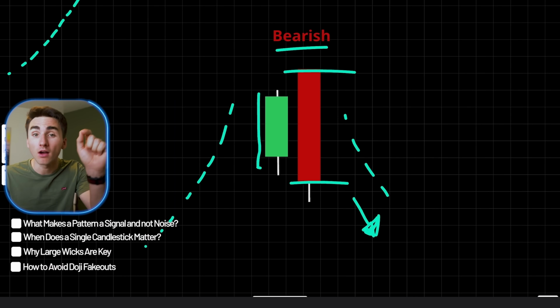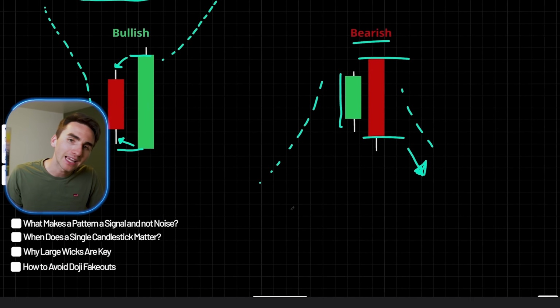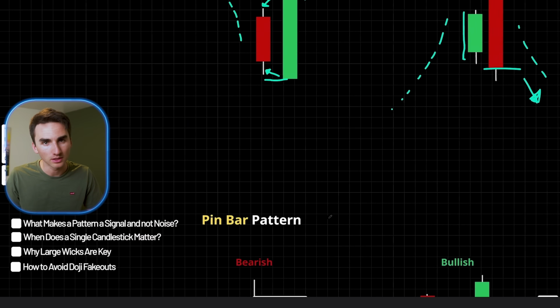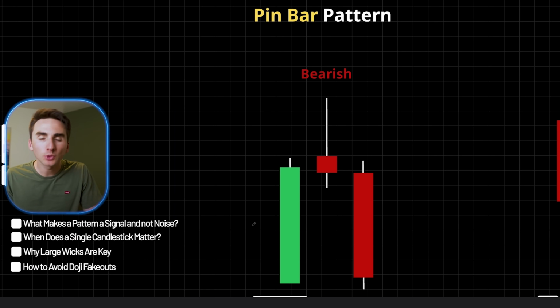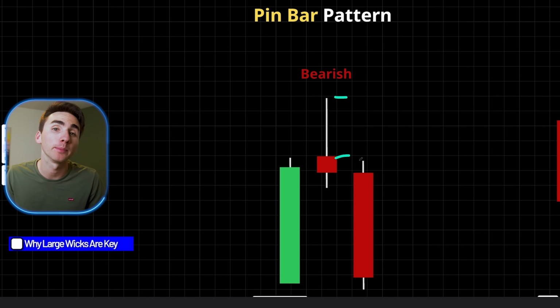And this is a great confirmation for an entry, just like the trades I showed earlier. But again, you don't want to just blindly be using it by itself. The next one of these patterns is called a pin bar candlestick. This is where the importance of wicks comes into play.